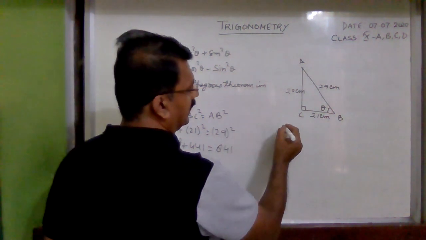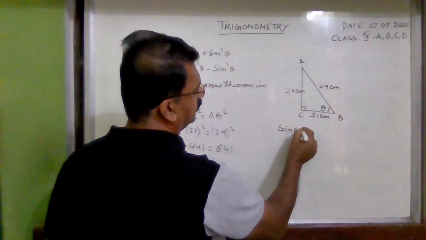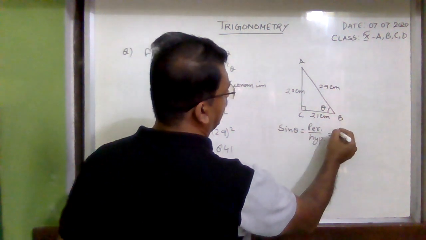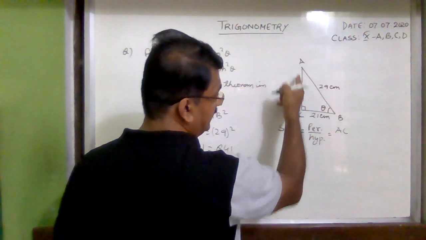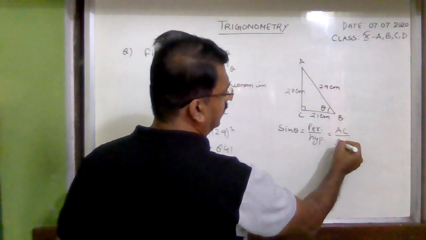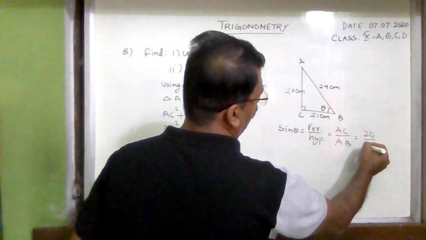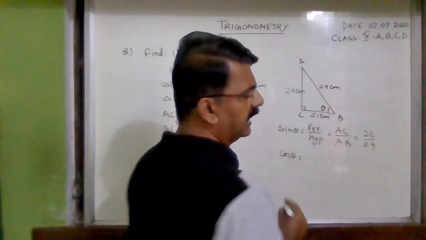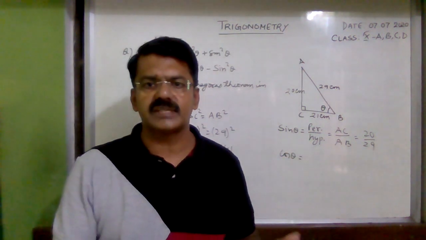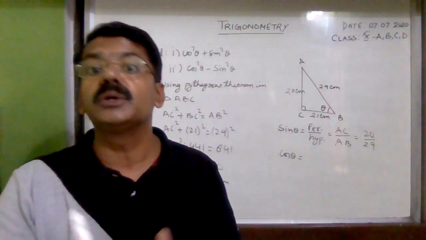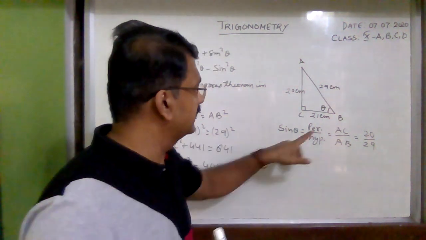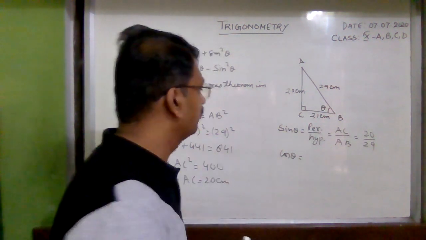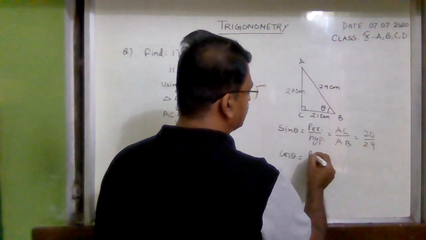Now sine theta, all of you know, sine is perpendicular upon hypotenuse. That means AC upon AB, since when this is the angle of reference, this is the perpendicular. AC upon AB, 20 upon 29. Okay, and always remember these trigonometrical ratios, sine, cos, tan, cot, sec, all of them, they are ratios. So no unit will be there. This is in centimeter, this is in centimeter, it cancels, so no unit will be left. Now cos theta is base upon hypotenuse.